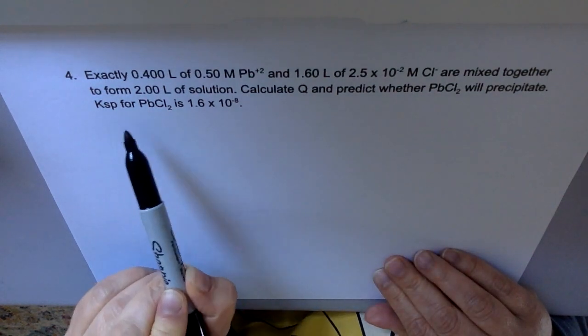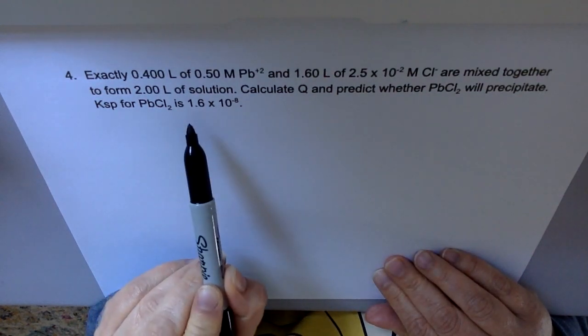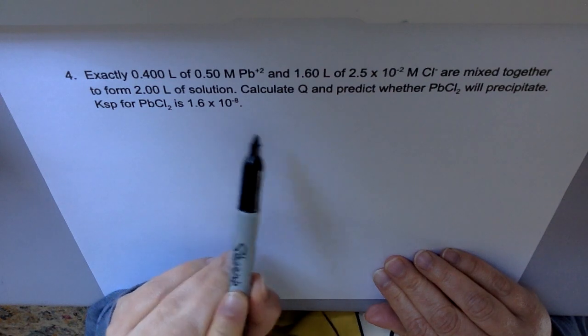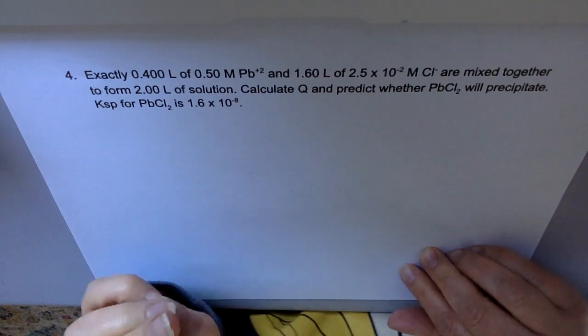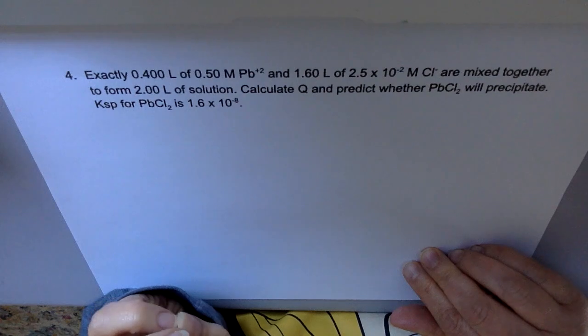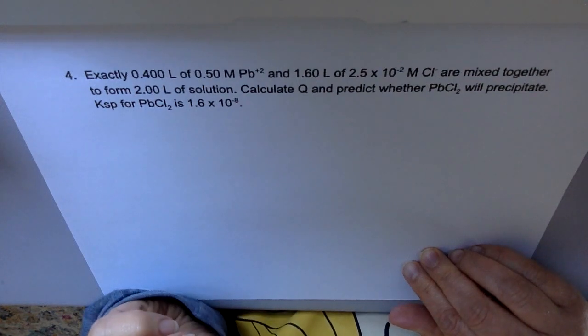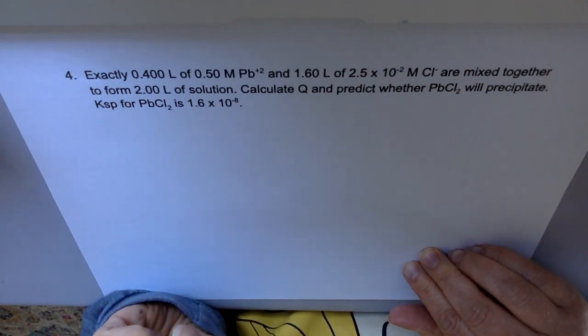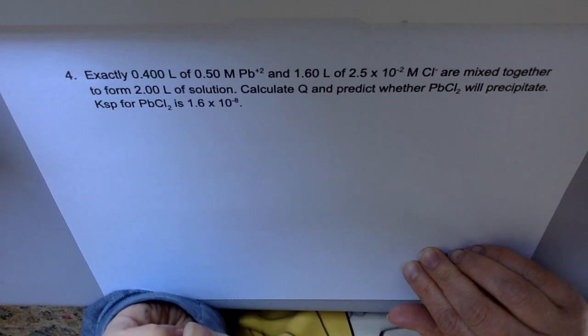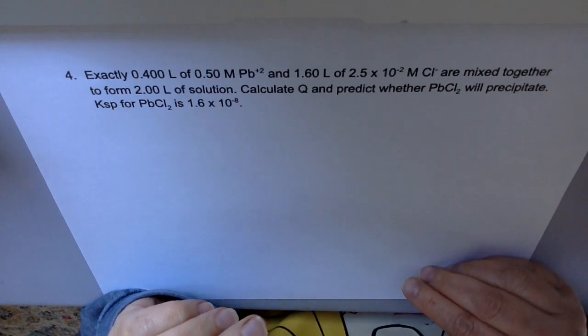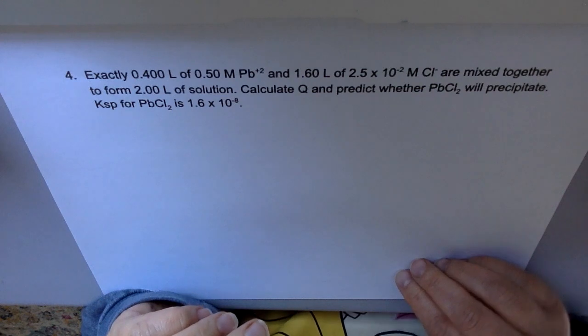And they give us a Ksp for lead chloride of 1.6 times 10 to the negative 8th, which is very small, which means it doesn't dissolve very much. It's pretty much insoluble, but we want to decide whether or not it will precipitate given these conditions. In other words, are we over the saturation point by which we'll get a precipitate?